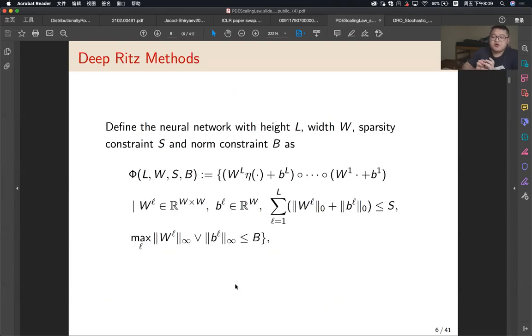The function space I'm most interested in is the neural network function space. But here, because of some technical issues, I just considered a class that is standard in theory but not standard in practice: a sparse neural network. It means that my neural network's weights are sparse. I just have S weights that are nonzero, and all my weights are bounded by B. But in practice, I think it's not the function class we use. So I will show you that this function class is not optimal for the Ritz method, but I'm not saying that neural networks may not be optimal.